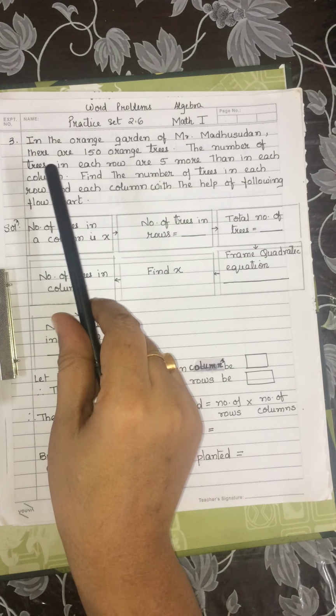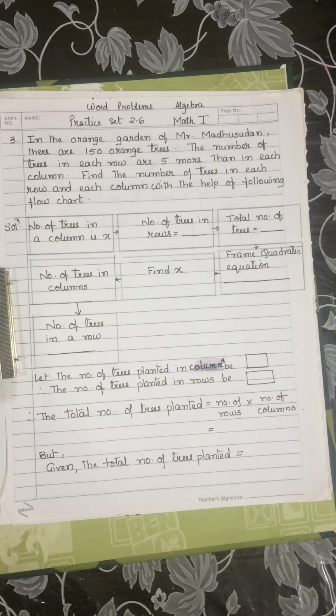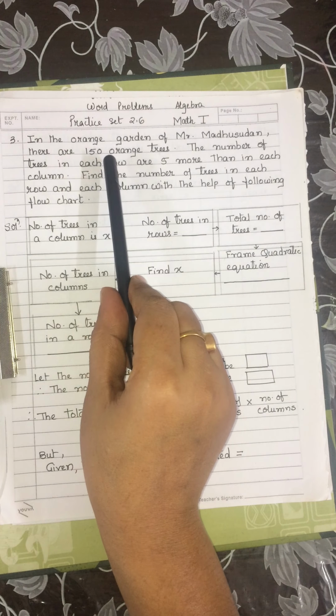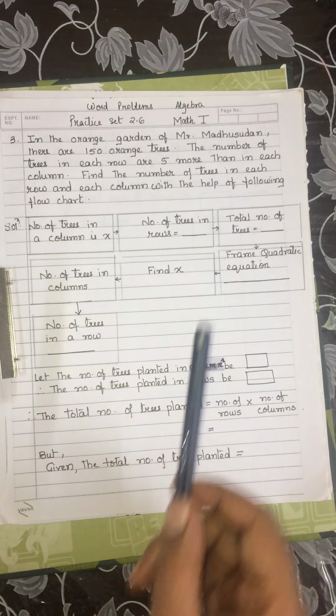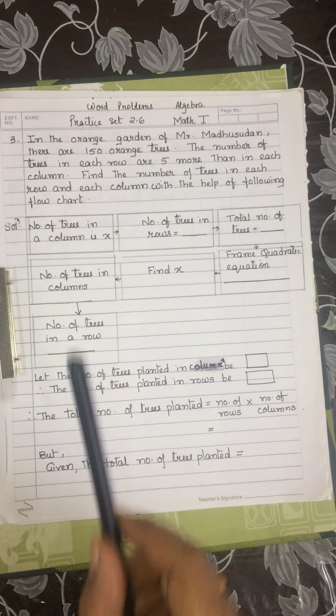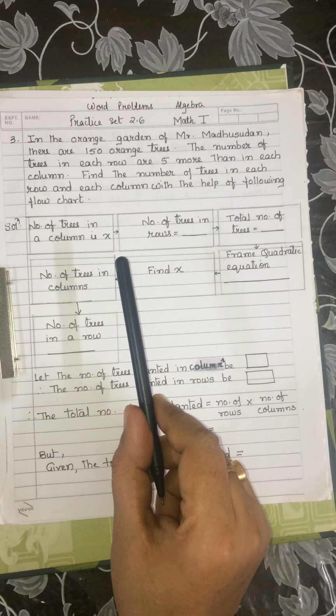Children, let us do today the question number 3 from practice 2.6. It is given that there are in total 150 orange trees in a garden. Now in each row and in each column, how many trees are there?